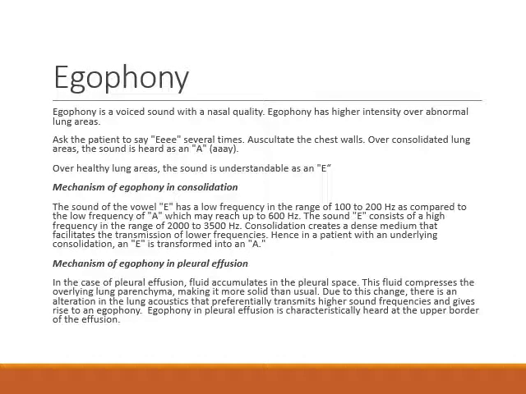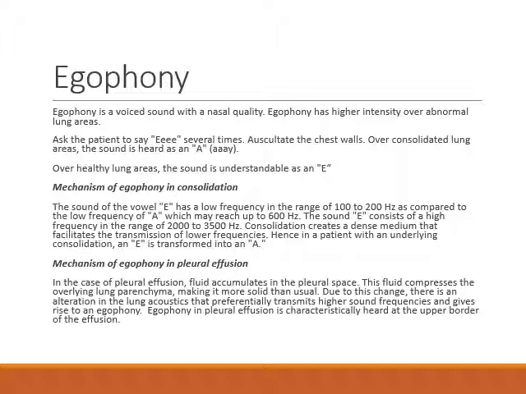The last type of vocal resonance is called egophony. Egophony is a sound with nasal quality, and it also has a higher intensity over the abnormal lung area. I ask the patient to say E several times. I auscultate the chest. Over the consolidated lung area, the sound will be auscultated as A. Over the healthy lung area, the sound is auscultated as E.